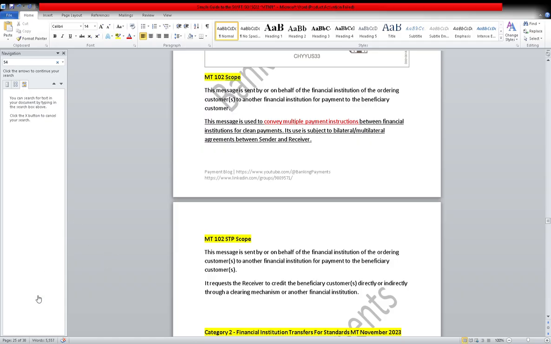So like this we have 112, 111, but from a learning perspective 101 is okay, 102 is okay, 102 STP is okay, and 103 is okay. That's it. 103 and 103 STP, single and multiple customer credit transfer, both are the same only. So if you learn all three messages, it's good for you. No need to learn everything here.